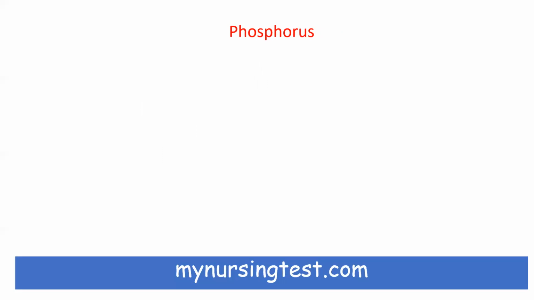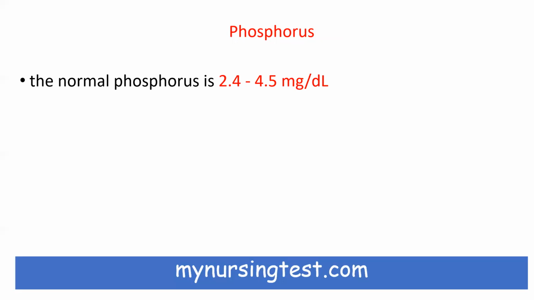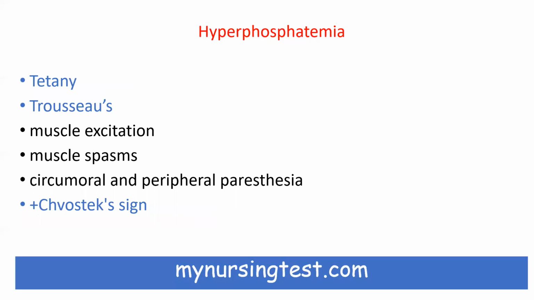Phosphorus is the next electrolyte that we're going to look at. And when it comes to phosphorus, the normal phosphorus is 2.4 to 4.5. And it's involved in muscle contraction, right? So with hypophosphatemia, here we go. Tetany, Trousseau's, twitches, Chvostek's sign.